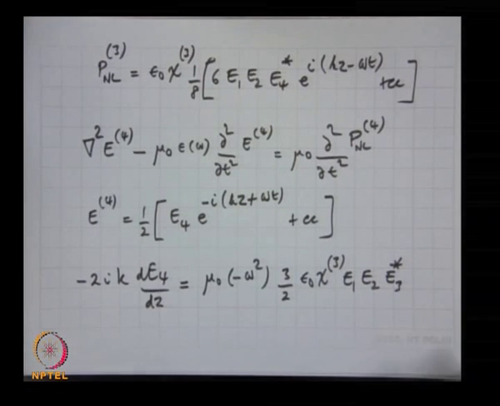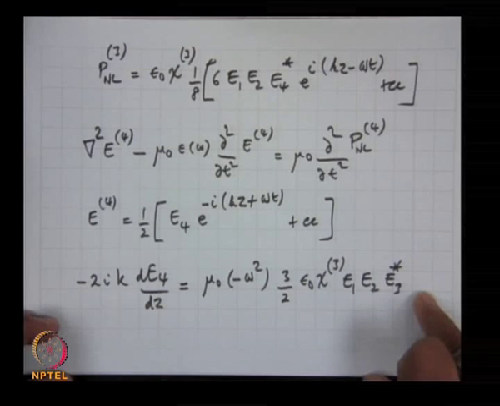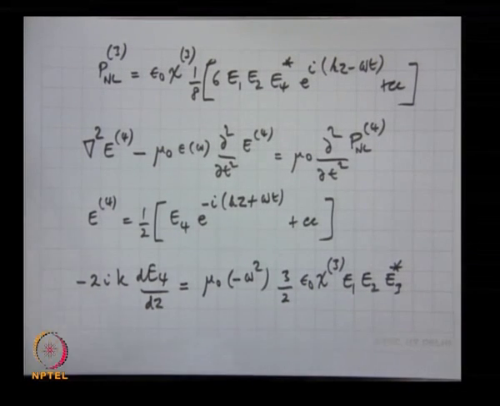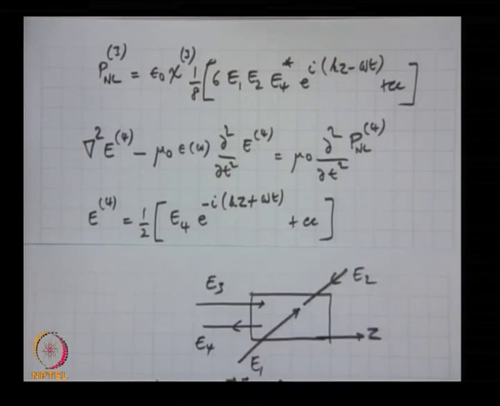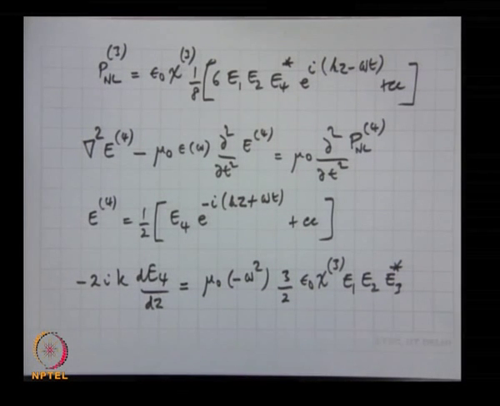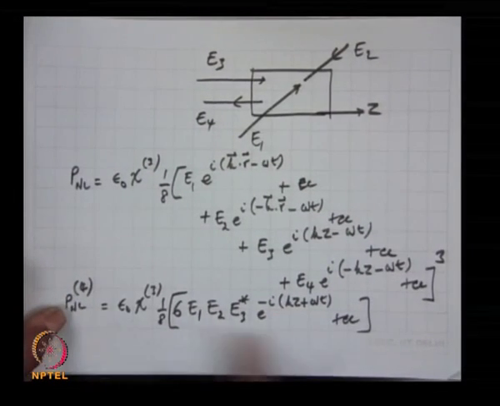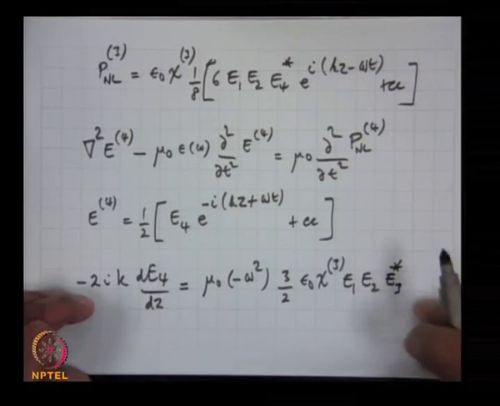So let me simplify this equation. As you can see here, there is no phase mismatch term. If the z dependence of nonlinear polarization and the z dependence of the electromagnetic wave were different, I would have got an extra exponential minus i something here. But because both of them are exponential minus ikz, this is also exponential minus ikz polarization, there is no phase mismatch term.